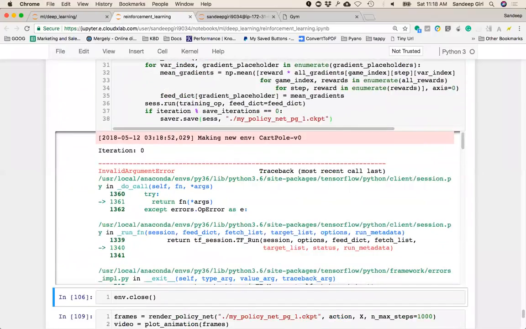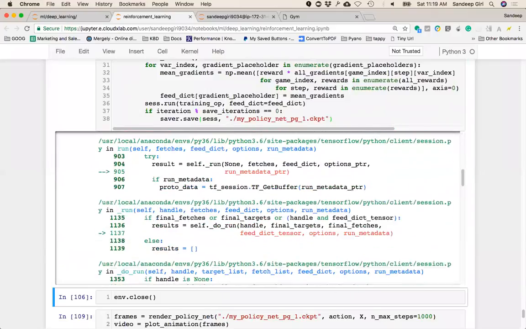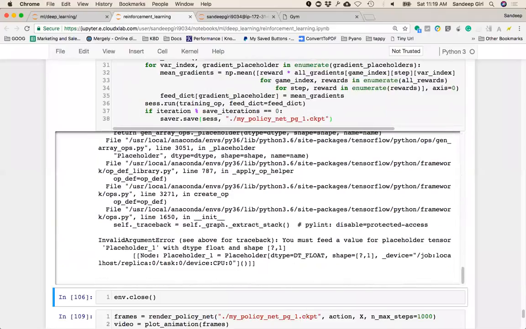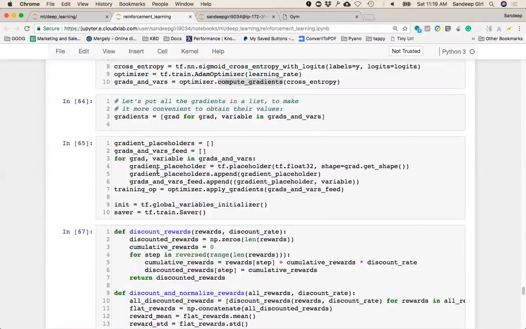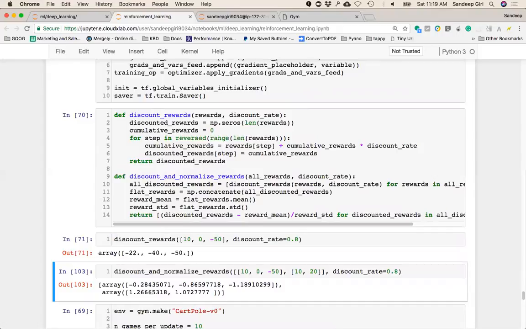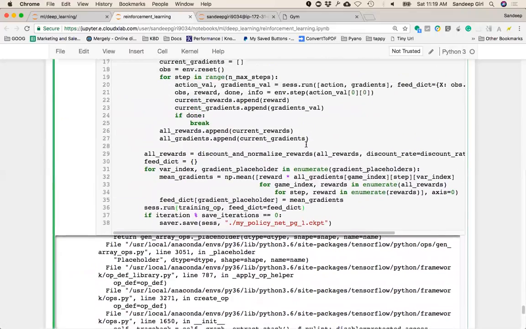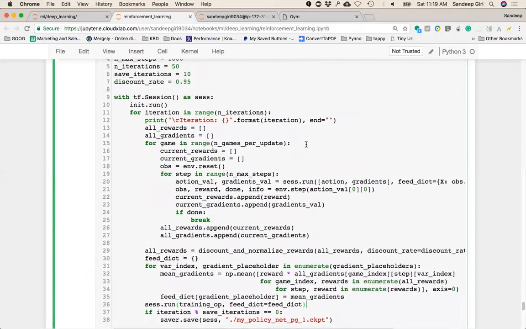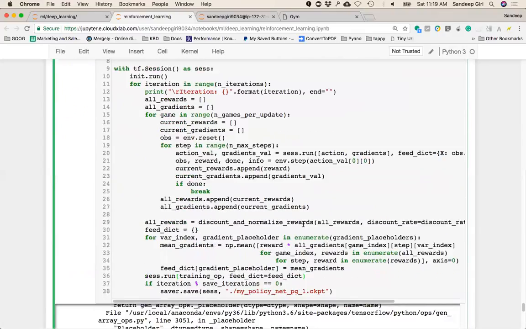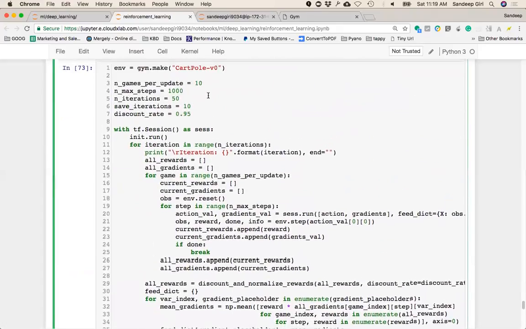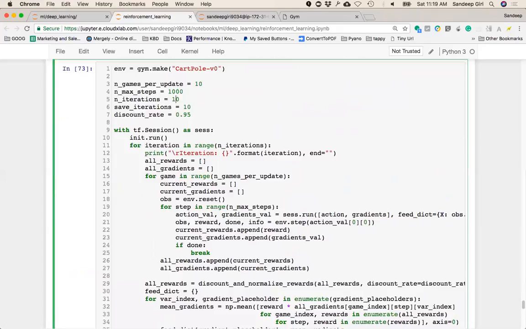So this way we would be able to, let me just go up. I think we missed a couple of steps. Did we miss a couple of steps? You must feed a value for the placeholder with the data type. Okay, so let me just increase the number of iterations to 150.